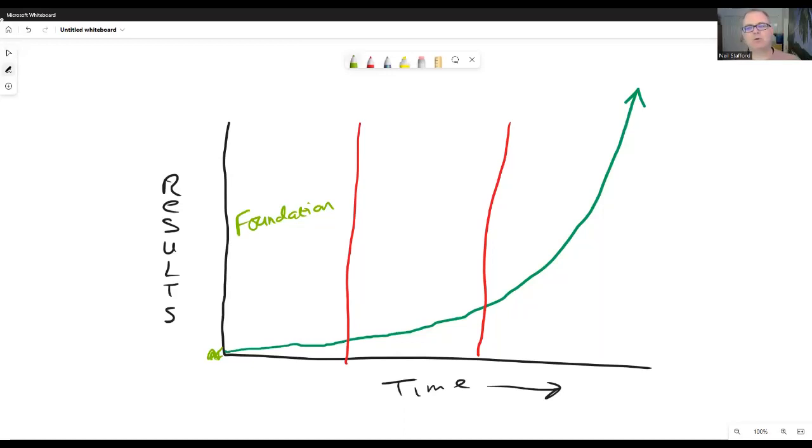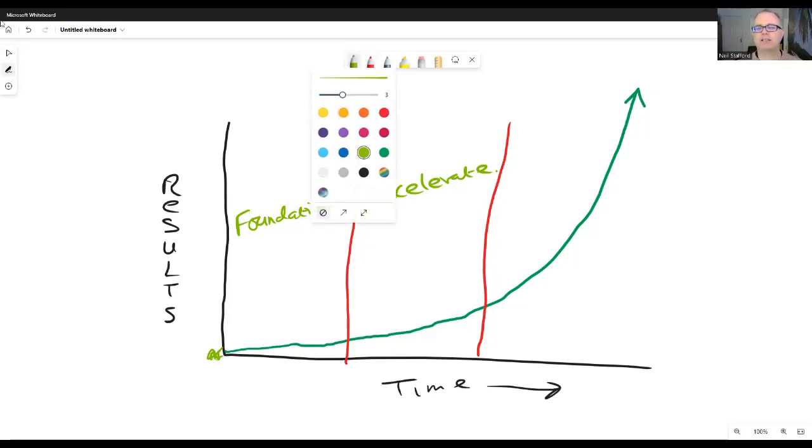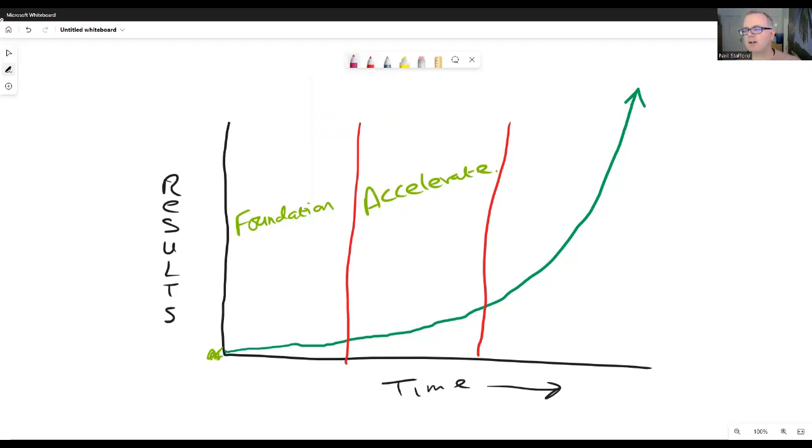Once you get through the foundation area, you get into what I call the accelerate phase. You've put in the work, you've built the foundation, and then you get through to acceleration, where you really start to see results in your market. And then you get to the final phase over here, which I call domination. You really start to dominate your market.